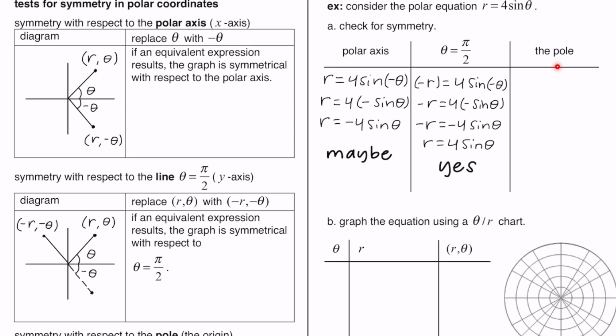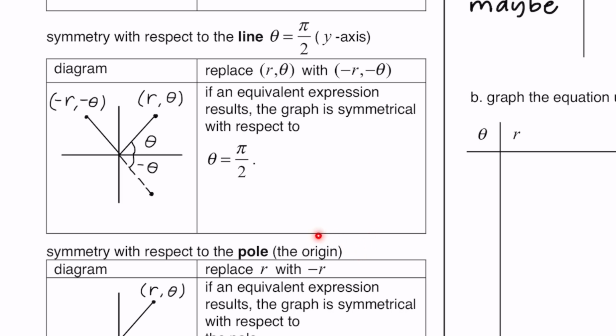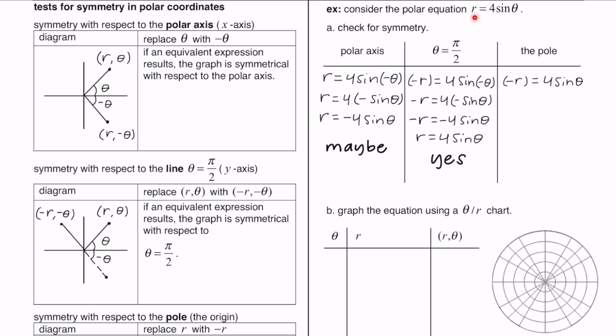Finally, we're going to check symmetry about the pole or the origin. And if we look over here, it says to replace r with negative r. So I put negative r in place of r, and then we'll rewrite this. So essentially, I dropped the parentheses and divided both sides by a negative, and you get r equals negative 4 sine theta. And again, since this is not exactly like the original equation, then the graph may or may not have symmetry about the pole.